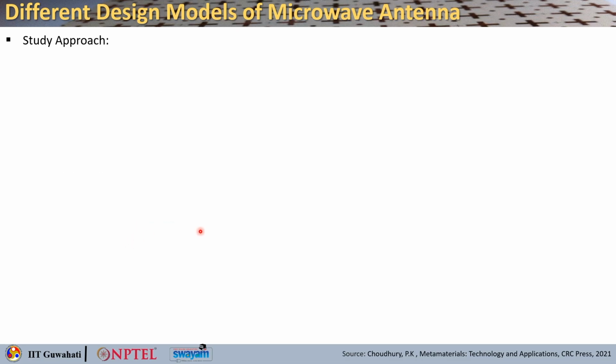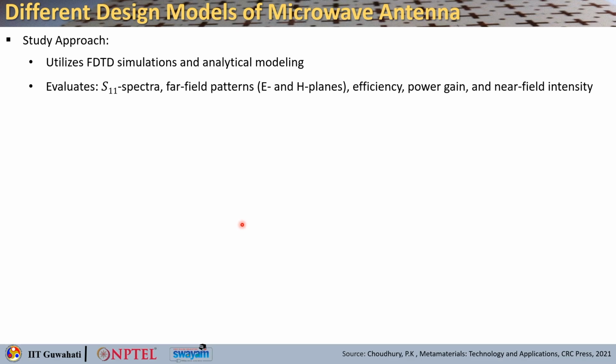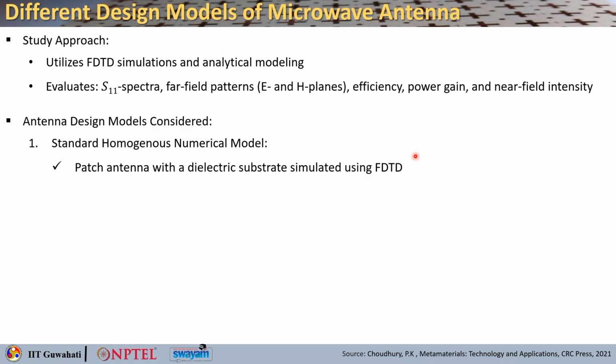0.00009 meter, right. So, in this study they actually used finite difference time domain, that is FDTD simulations of S11 spectra, and the far fields were calculated in E and H plane, also that evaluated the efficiency, power gain and the near field intensity around them. Now, what does the antenna design model considered? So, here 4 different design models were considered in this study.